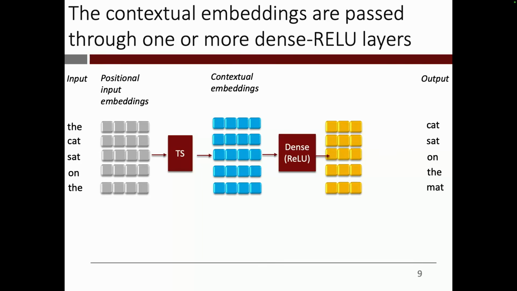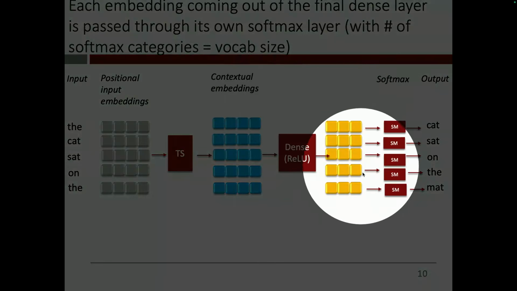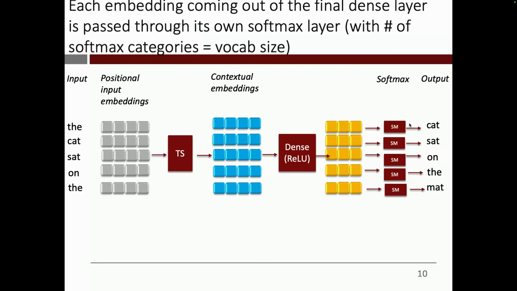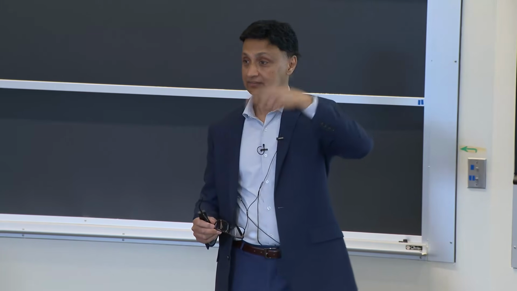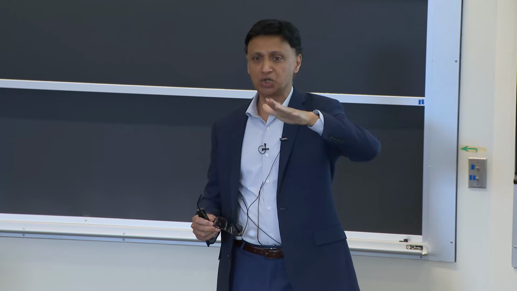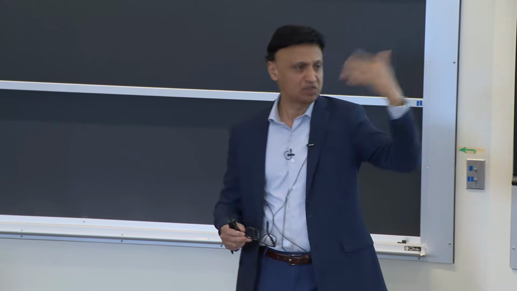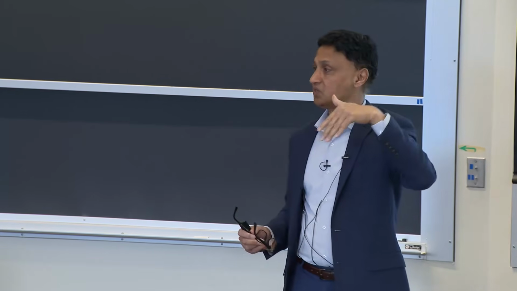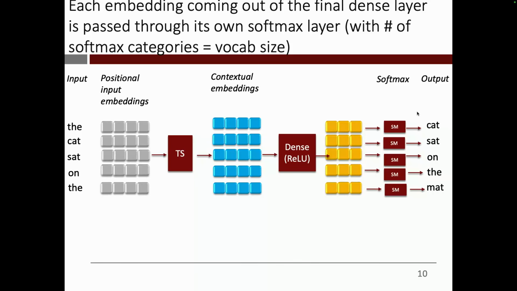Then we run them through maybe one or more ReLUs if you want, because it's always a good idea to stick some ReLUs at the very end. And then we attach a softmax to every one of the things that are coming out. That softmax is going to be a softmax whose range is the entire vocabulary. For now, let's assume that the vocabulary is just words, not tokens. We'll get into tokens later in the class. Roughly speaking, let's say there are 50,000 words in our vocabulary. So each of these softmaxes, and this is exactly what we did for BERT, by the way, is a 50,000-way softmax.